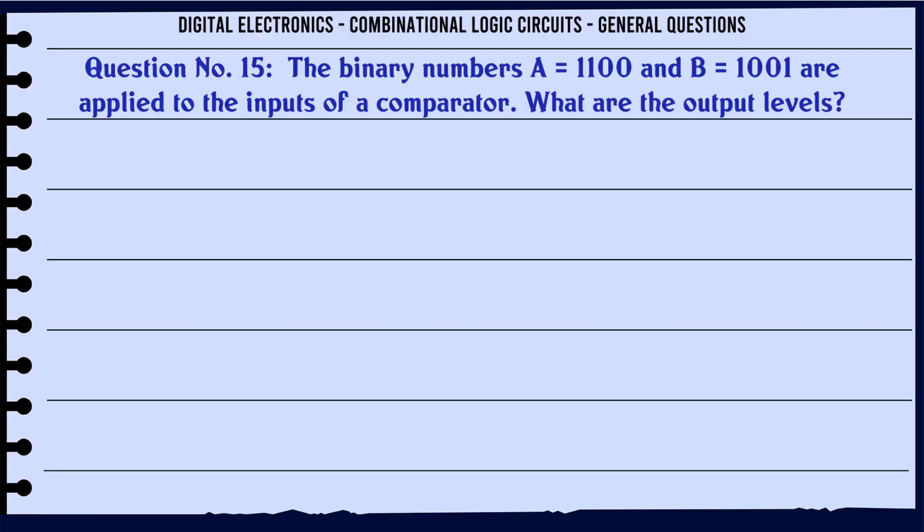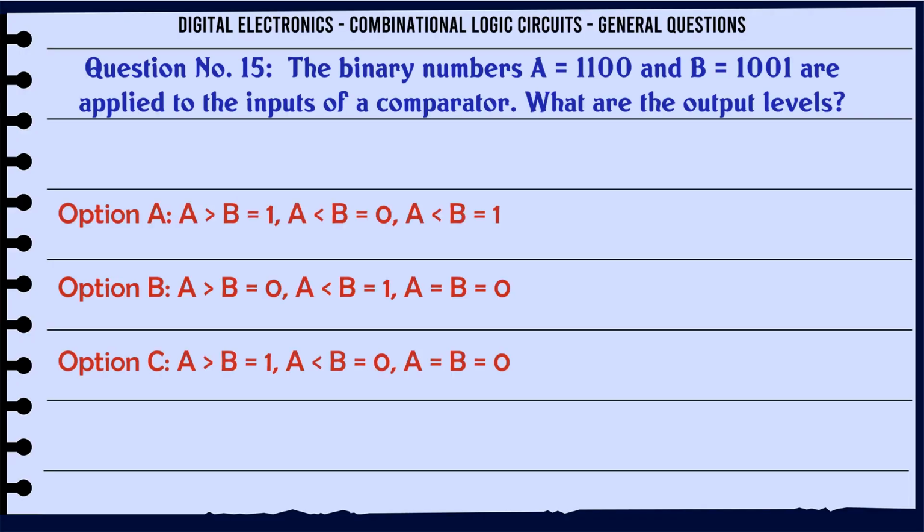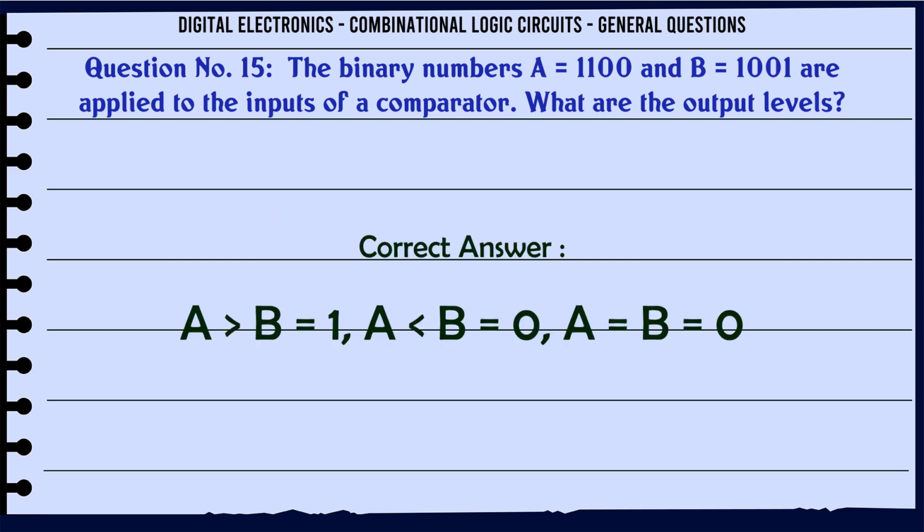The binary numbers A = 1100 and B = 1001 are applied to the inputs of a comparator. What are the output levels? A. A>B 1, A<B 0, A=B 1. B. A>B 0, A<B 1, A=B 0. C. A>B 1, A<B 0, A=B 0. D. A>B 0, A<B 1, A=B 1. The correct answer is A>B 1, A<B 0, A=B 0.